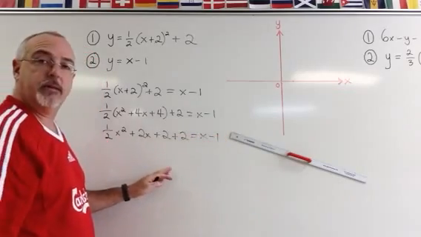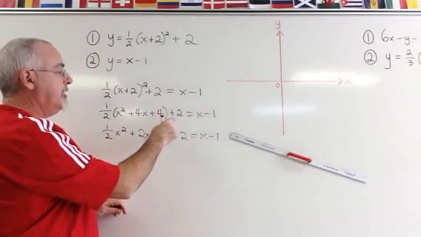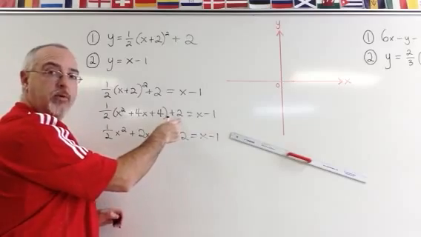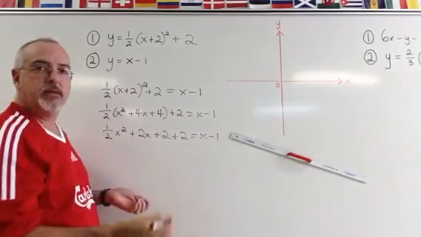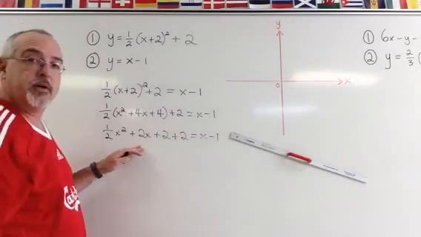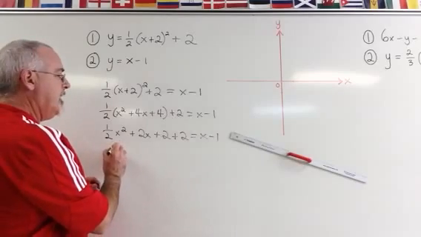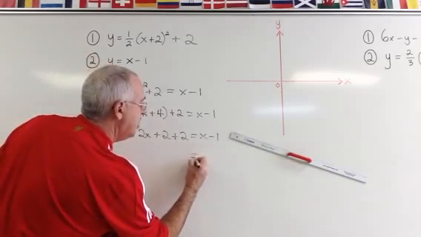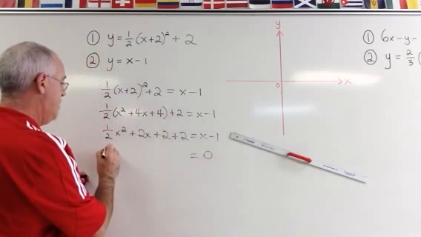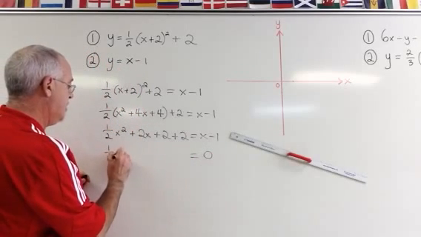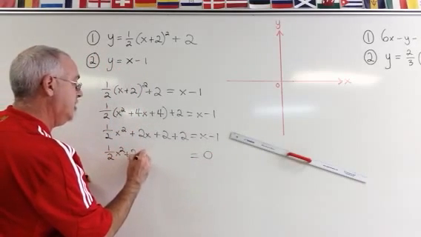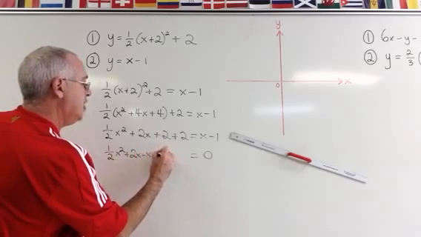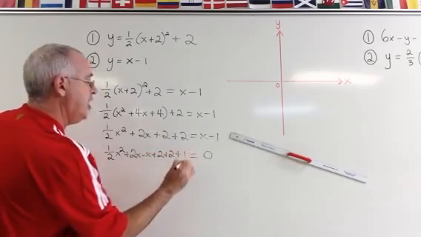And here another mistake creeps in quite often. The student forgets to write the plus 2 that they always had along with the other terms, and they change their equation into something else. Next, I'm going to move everything to the left of the equals and make the expression equal to 0. So I have 1/2 x squared plus 2x minus x plus 2 plus 2 plus 1 equals 0.